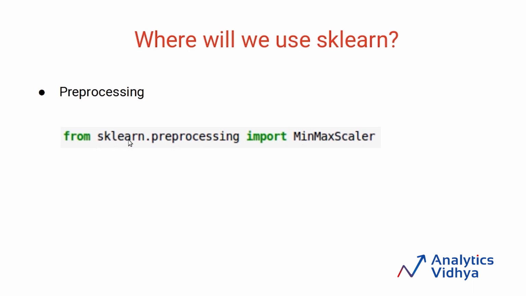We use from sklearn, which is the library, dot the module name, which is, for instance, here preprocessing, and we import the required class, which is MinMaxScaler here. Now, to give a brief overview, MinMaxScaler is used to scale your data and bring down all the values between 0 and 1.